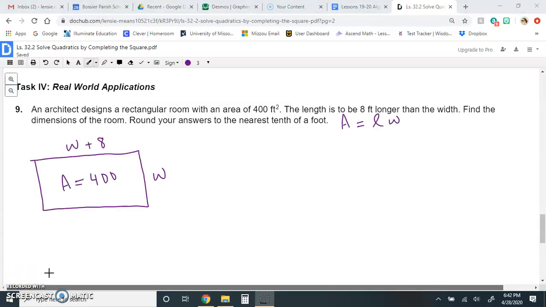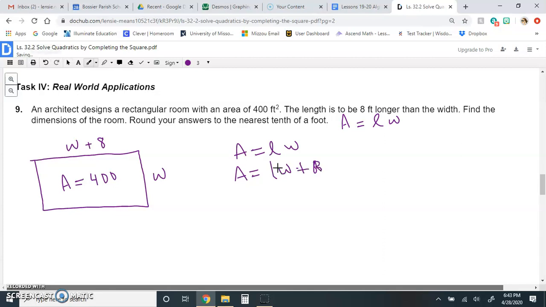Okay, so I know my area of this rectangle is 400, and I know that area is length times width. It tells me that my length has to be my width plus 8, because it's 8 feet longer. So if W is my width, then my length would be W plus 8. So again, I know that area is length times width. I'm going to substitute what I know, use substitution. My length is W plus 8 in parentheses.